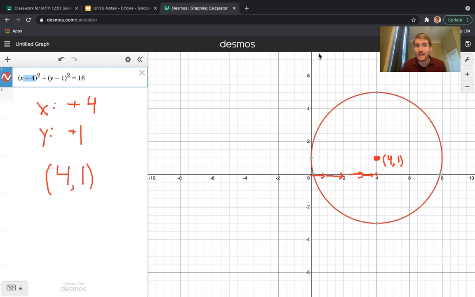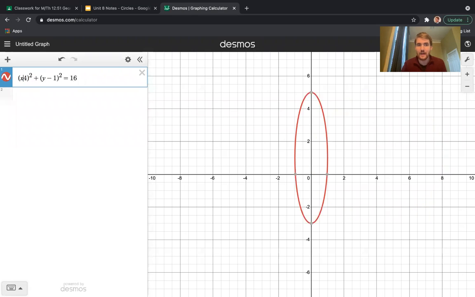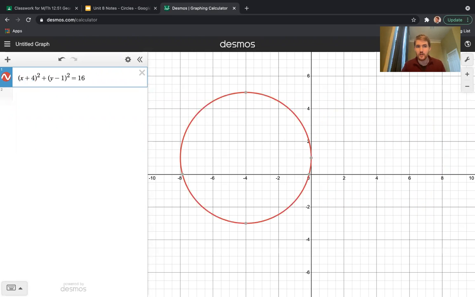So we can do this with any circles. If we want to look at our original example, we had a positive 4 here. That means instead, we make it negative. So the x coordinate is going to be -4, and the y coordinate is going to be +1.